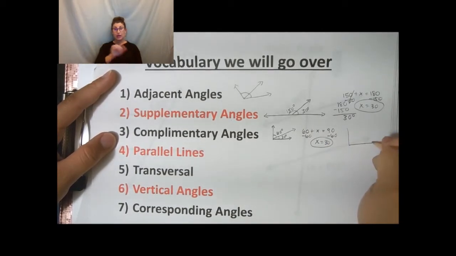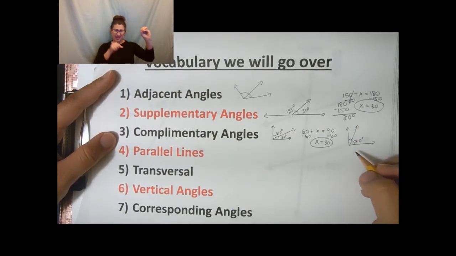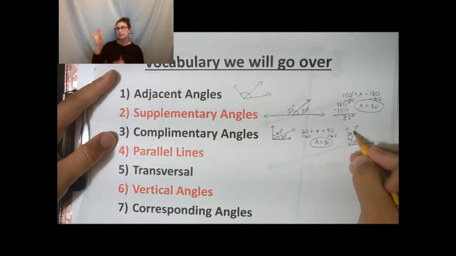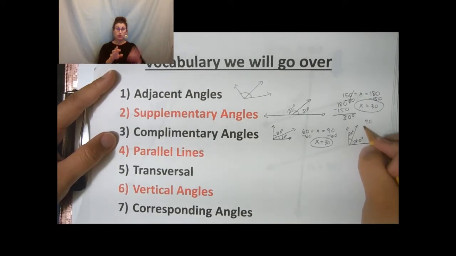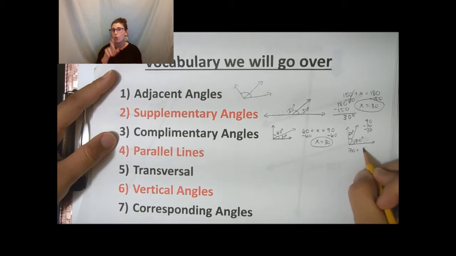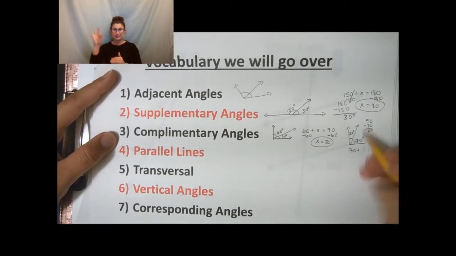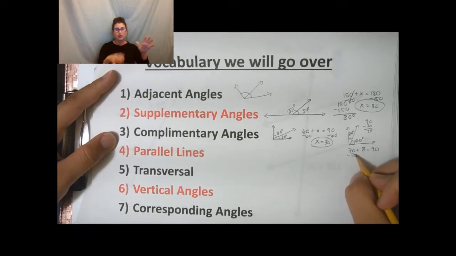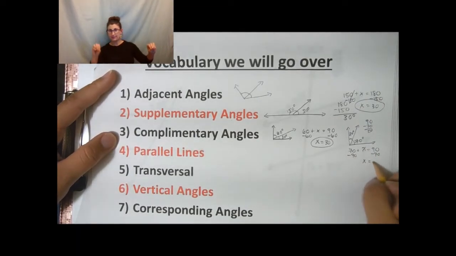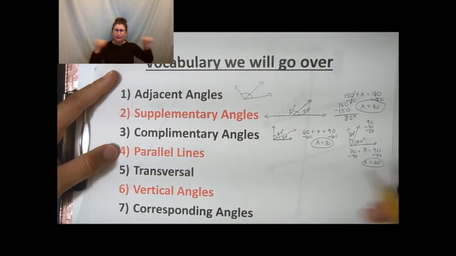Here's another example of that one. Say if this was 70 degrees, how much would this one be? Well, 70 plus 20 gets me to 90, so I can do that. Or I can say 90 minus 70 equals 20. Or I can say 70 plus what equals 90. That what is your unknown. So you do minus 70, x equals 20. So there's lots of different ways to find it.